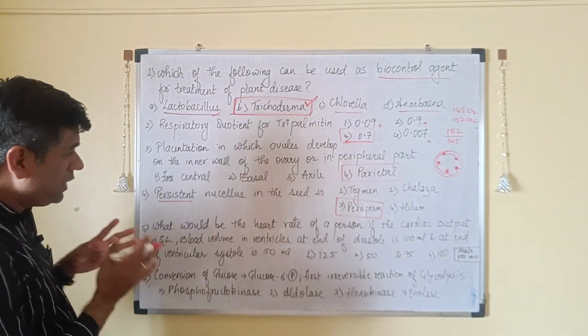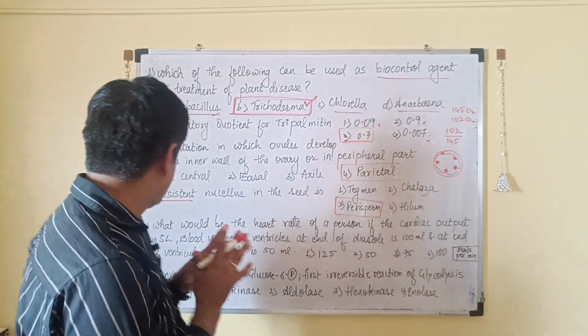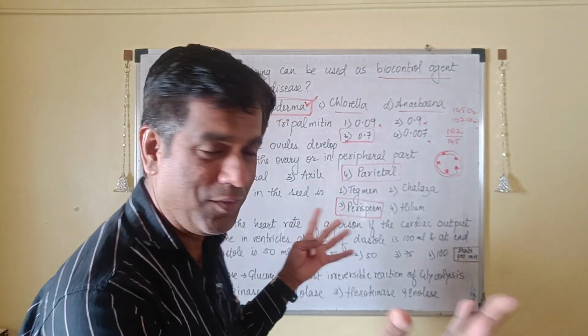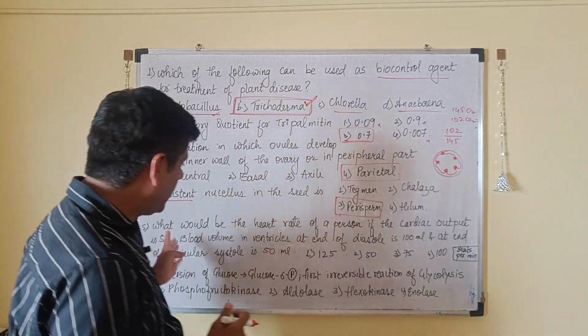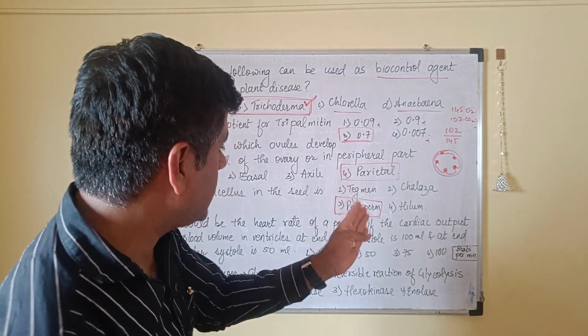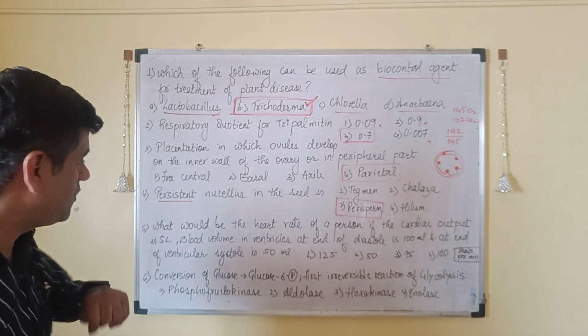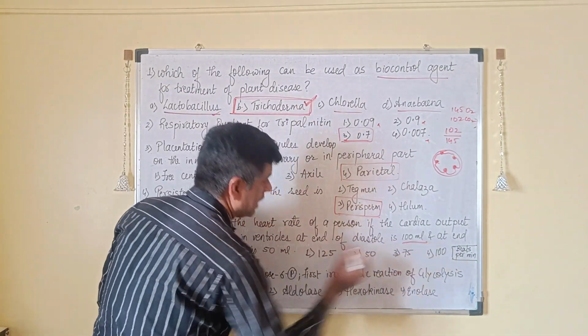Okay. What would be the heart rate of a person if the cardiac output is 5 liters? So, cardiac output is 5 liters. We all have approximately 5 liters of blood. The blood volume in the ventricles at the end of the diastole is 100 ml. And at the end of the ventricular systole is 50 ml. So, at the end of the diastole, it is 100.